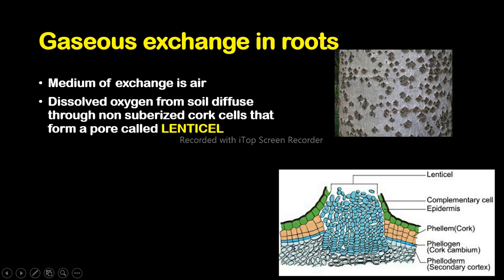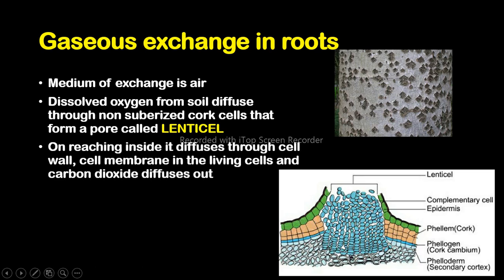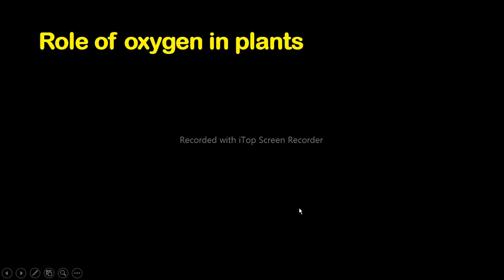And because of the numerous large air spaces within these cells together with the cortex, the gases can easily diffuse through these air spaces to each individual cell. On reaching the inside, oxygen diffuses through the cell wall and then the cell membrane into the living cell, and carbon dioxide diffuses out. The carbon dioxide will dissolve in the moist layer in this airspace, and then make its way out.